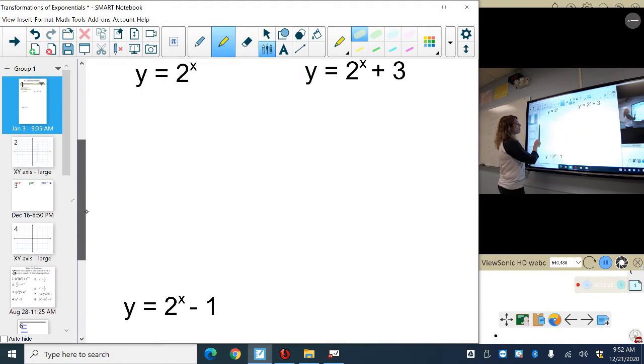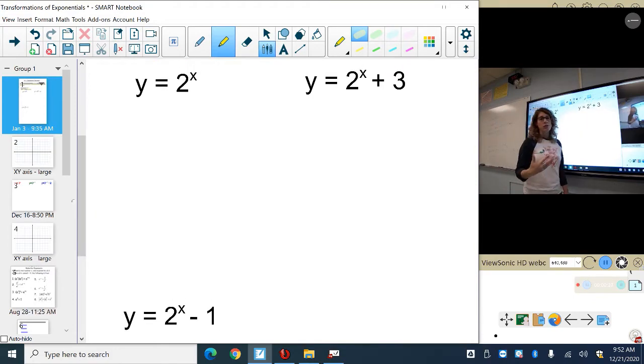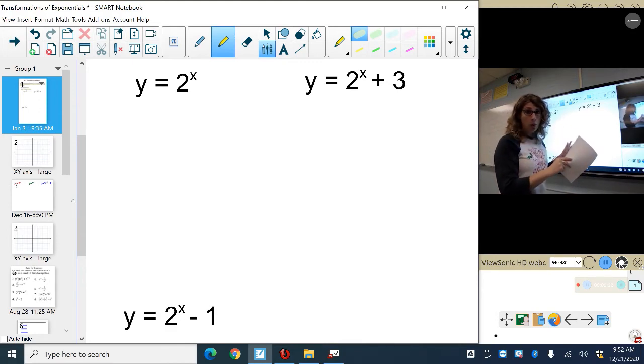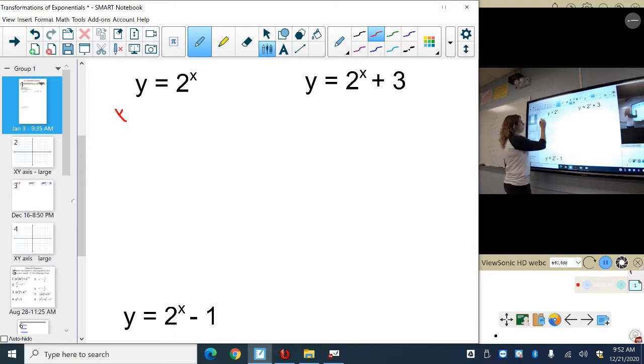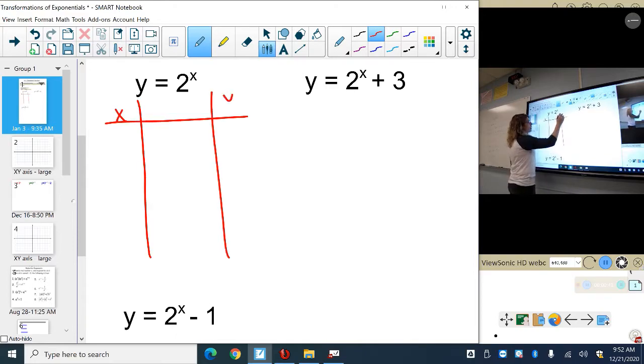So, we have talked about up, down, left, right, stretch, compress, reflect, all of that. We're going to apply what we know of up, down, left, right to exponential functions. When I graph this, we are simply going to make an xy table. 2 to the x is the parent function.